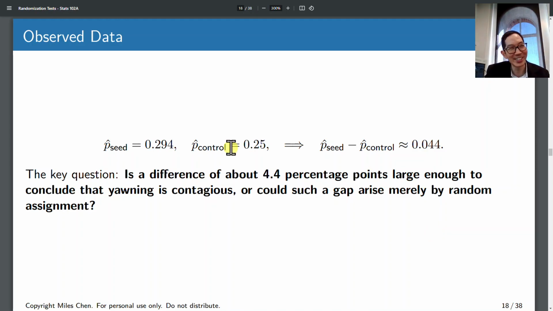But okay, this is what we got in our observed data. Our seed yawn group, we got 29.4%, 10 out of 34. Our control group, 4 out of 16, 25%. We have a difference of 0.044. The question is, is this difference of 4.4 percentage points large enough to conclude that yawning is contagious, or could this difference be just the result of random assignment? That's what we want to know. Could we have gotten this result just from random assignment?